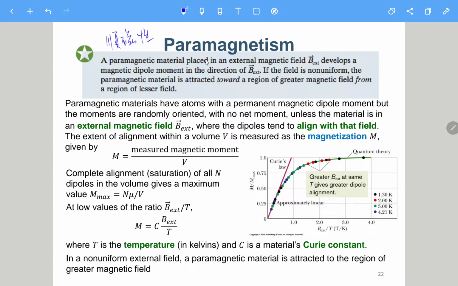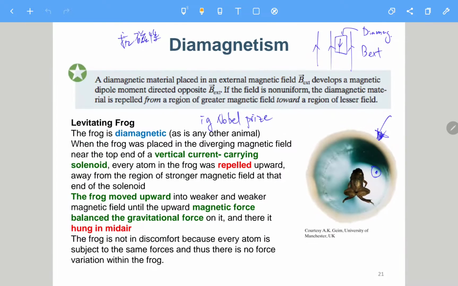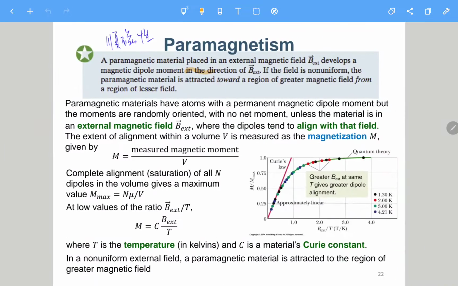Okay, so it says the paramagnetic material placed in an external magnetic field B external develops a magnetic dipole moment in the direction of B external. So actually the only difference is that the direction of the field is in the direction rather than opposite B external. So this is something similar but totally opposite.